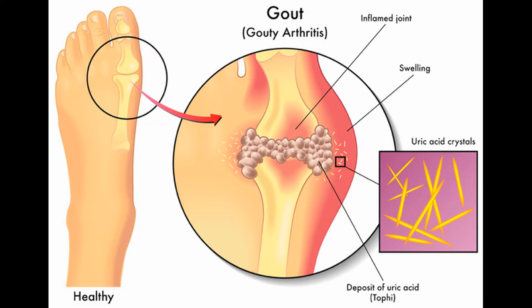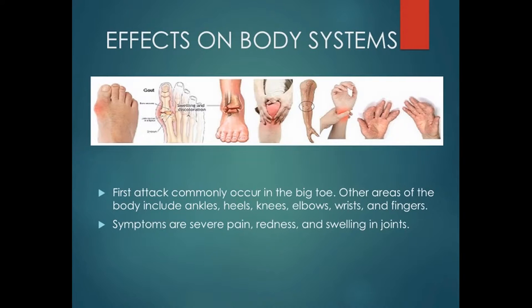Acute gouty arthritis occurs when sharp uric acid crystals accumulate in the joints. Chronic gout occurs within 1 to 2 years of acute gout attacks. Excess uric acid accumulating in the blood creates a condition called hyperuricemia. The first gout attack commonly occurs in the big toes. It also affects the joints of the ankle, heel, knee, elbow, wrist, and finger. The symptoms of gout are severe pain, redness, and swelling in the joints.